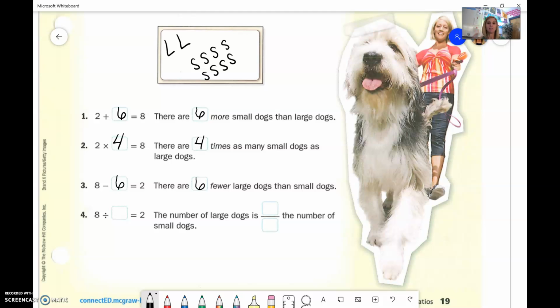That means if we were to have 6 more, then they would be the same, right? But because there's only 2 large dogs and 8 small dogs, if we had 6 more large dogs, then they would be equal. 8 divided by 4 equals 2. So the number of large dogs is 1/2 the number of small dogs, okay? Because we're taking the 8 and dividing it by 4, which gives us 2. So the number of large dogs is 1/2 the number of small dogs.